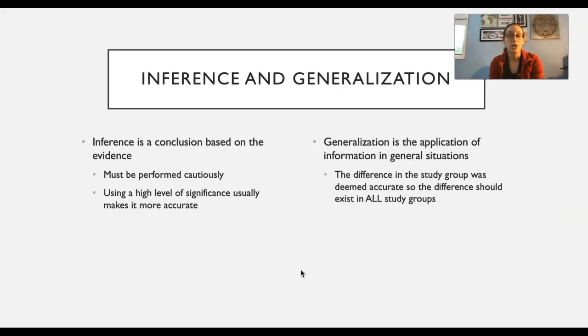So we can infer some things and we can generalize some things from that information. An inference is a conclusion based on the evidence. We have to be very careful when we start to infer information because an inference is not a fact. It usually takes a really high level of significance to make it more accurate. And then a generalization is the application of information in generalized situations. So the difference in the study group was deemed accurate, and therefore the difference should exist in every study group. If we repeated this exact study again, we should get the same information. If we made our population or our sample much larger, the majority of people in those areas should get the same results that we did in our smaller study.